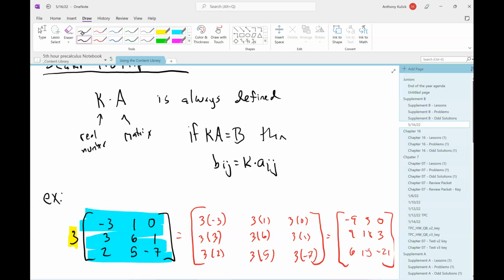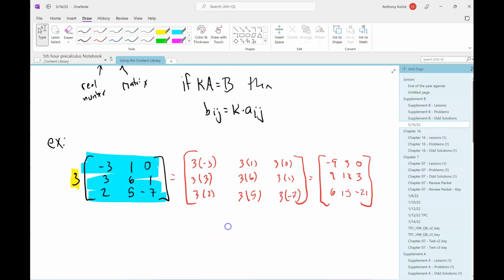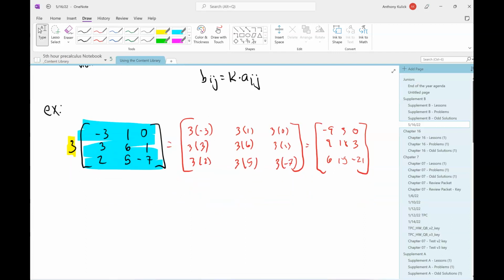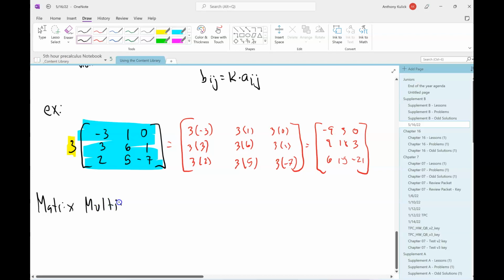Any questions about scalar multiplication? Again, pretty easy, right? This is working just the way we'd expect. So far, this is not much more than a big arithmetic problem, right? Nothing tricky. The next piece is matrix multiplication. So this is going to be between two matrices.